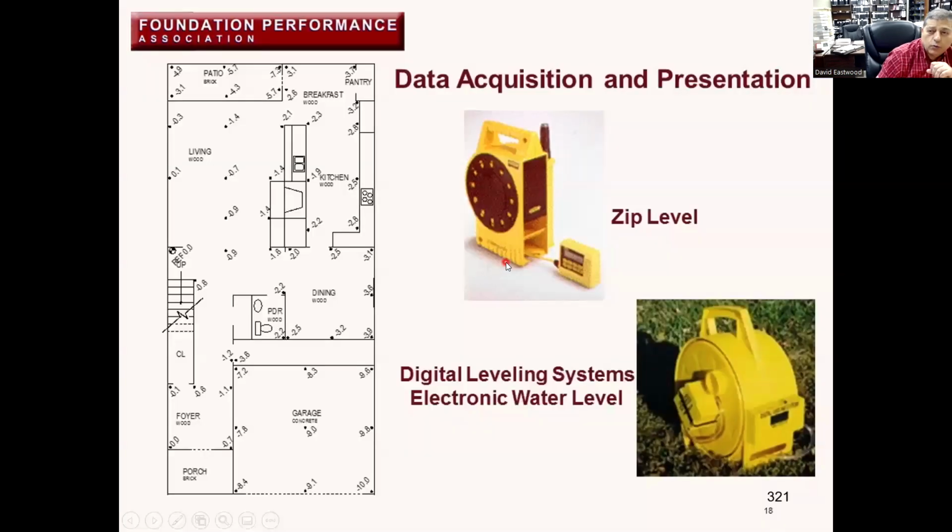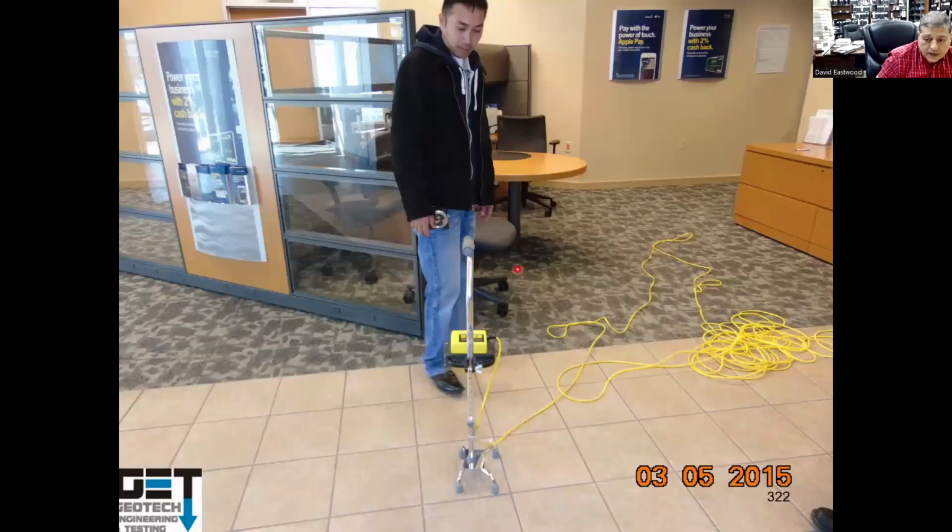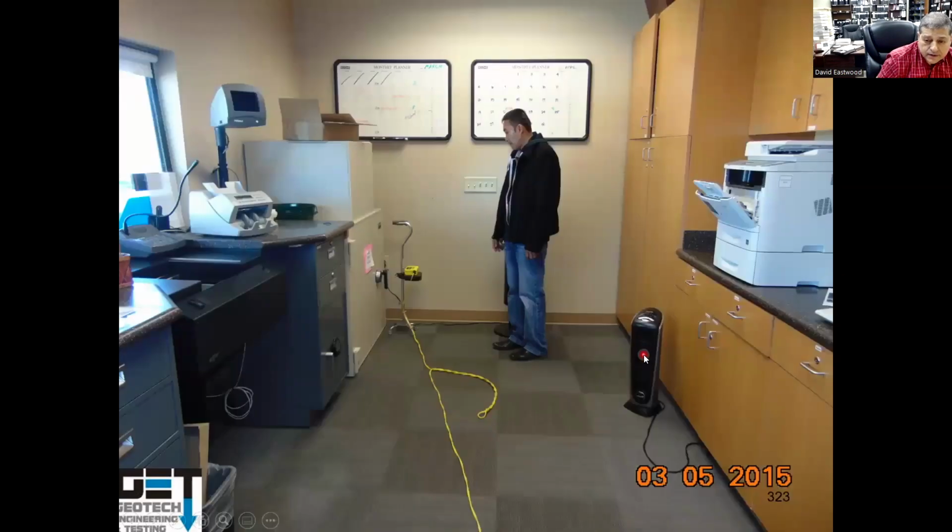Elevations. One way to do the forensic evaluation of foundations is you have to know what the elevations of your slab are. How is it moving? Now you measure it by elevations. You put the elevation equipment out there, a zip level. You put it on the slab and you measure the elevations.